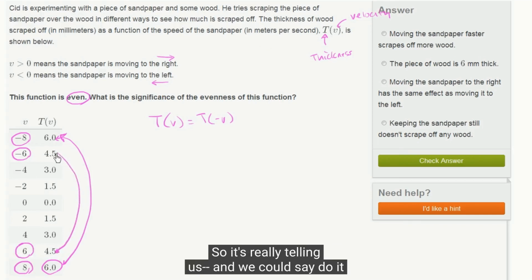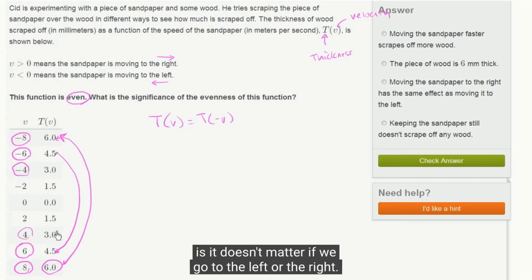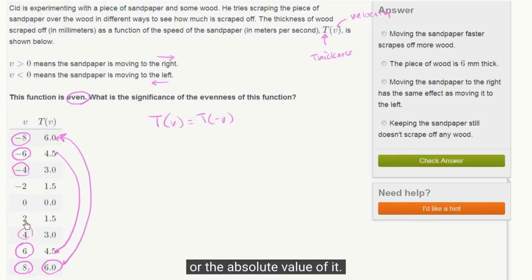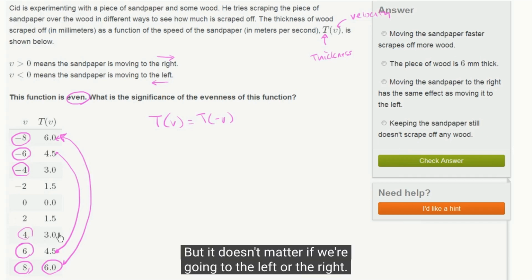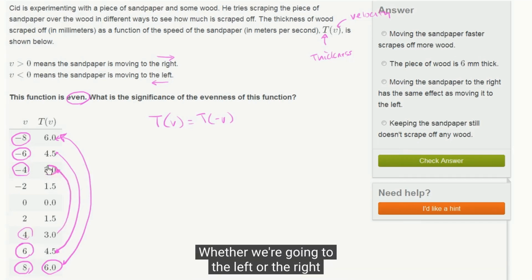So what it's really telling us, and we could do it for 4 meters per second and -4, is it doesn't matter if we go to the left or the right. What really matters is the magnitude of the velocity, or the absolute value of it. Whether we're going to the left or the right, for a given magnitude of velocity, we are going to get the same amount scraped off.